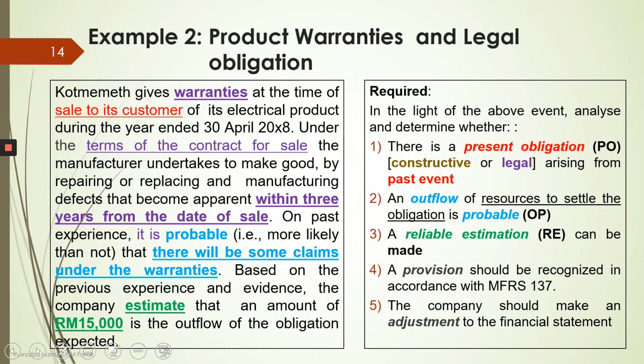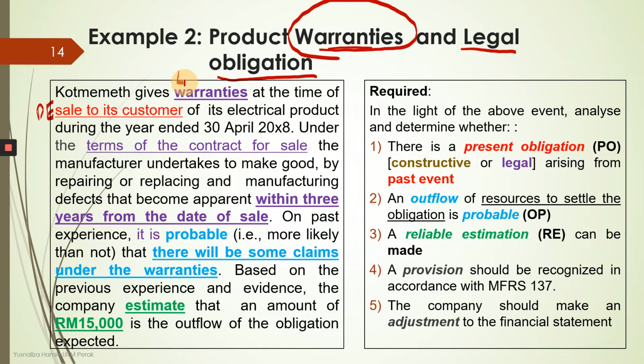Let's look at the first example on provision. Provision here is on warranties. The word warranties, and this is something to do with legal obligation. Court members give warranties at the time of the sale to the customer. So the sale to the customer is the past event.